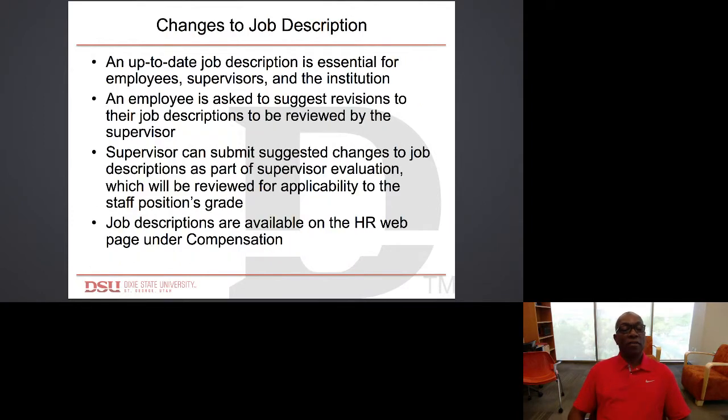Changes to job description. An up-to-date job description is essential for employees, supervisors, and the institution. An employee is asked to suggest revisions to their job description to be reviewed by the supervisor. Supervisor can submit suggested changes to job descriptions as part of supervisor evaluation, which will be reviewed for applicability to the staff position's grade. Job descriptions are available on the HR web page under compensation.